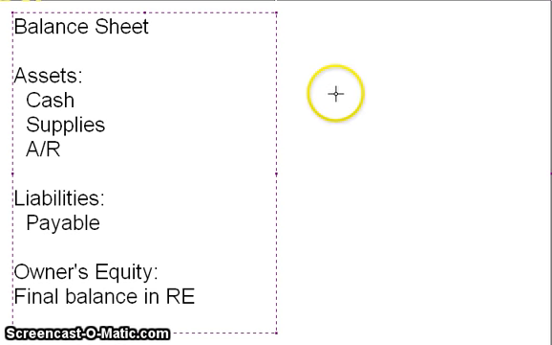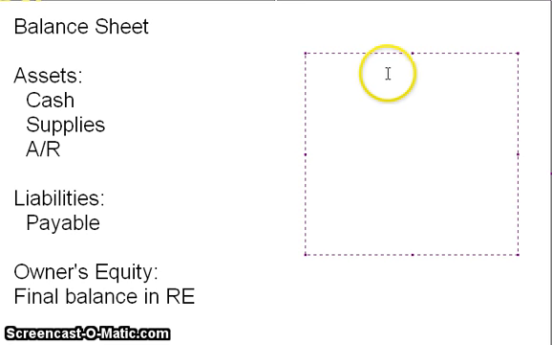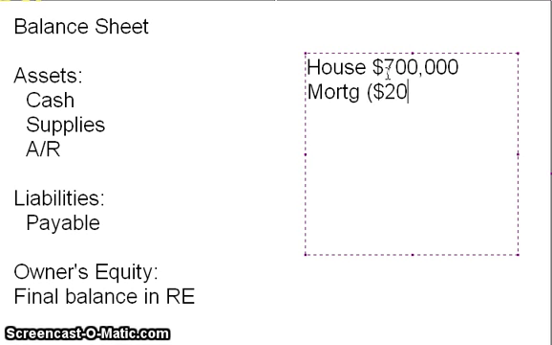Now, owner's equity, assets kind of make sense, liabilities make sense. It's, for the most part, relatively intuitive. But owner's equity is something that's a little bit more difficult to get your head wrapped around. So I like to use a simple example in my classroom. Most of you guys know about houses and mortgages and things like that, at least in the simplest form. Think about if you had a house, and let's say that house was worth $700,000, and that house has a mortgage of, let's say, $200,000.